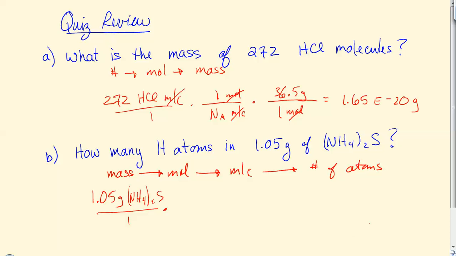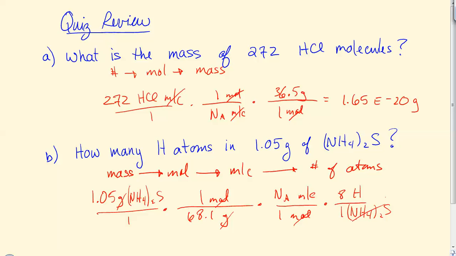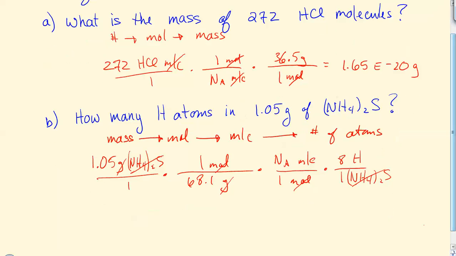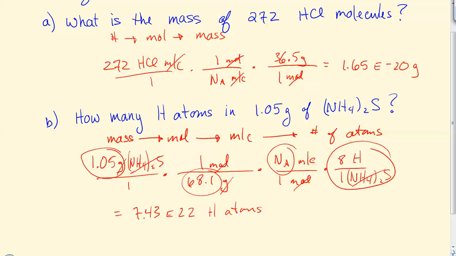Always start with what you've been given, divide by the molecular mass, multiply by Avogadro's number, and then multiply by 8 H atoms for every 1 molecule of ammonium sulfide, and get your final answer, which I'm going to have to write below here. 7.43 times 10 to the power of 22 hydrogen atoms to 3 sig figs. 3 sig figs there, 3 sig figs there, 4 sig figs there. This is an exact number, so it does not affect sig figs. And there's your final answer.